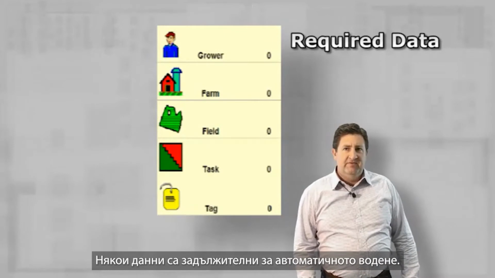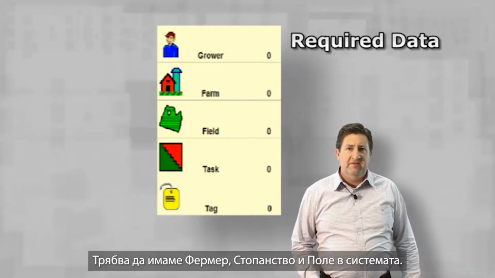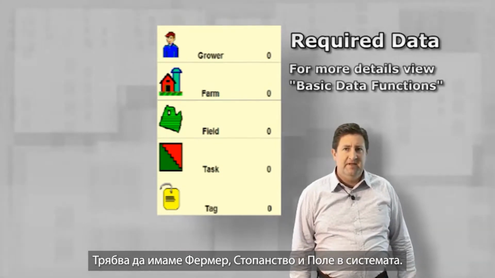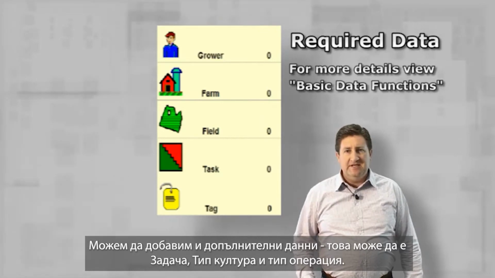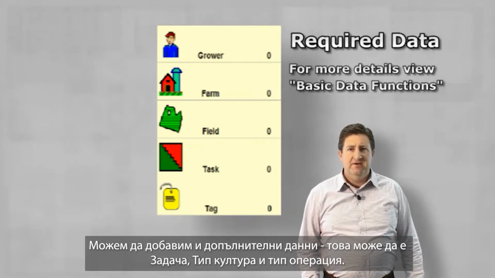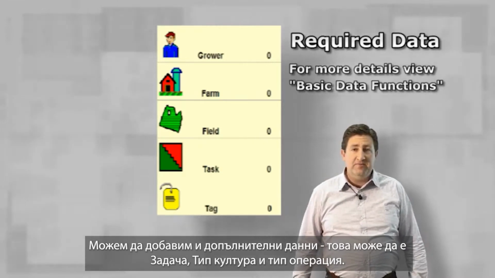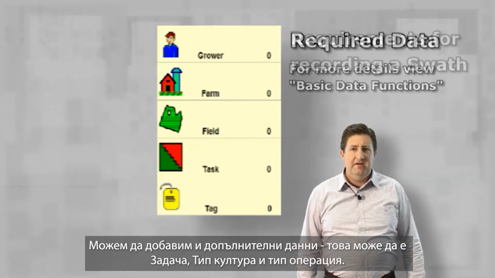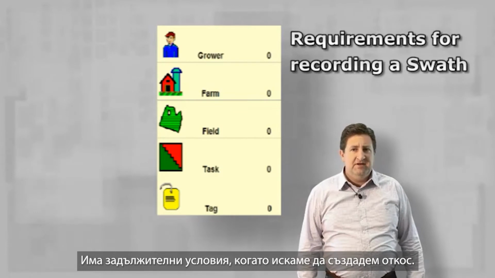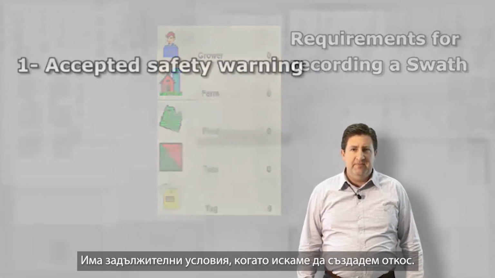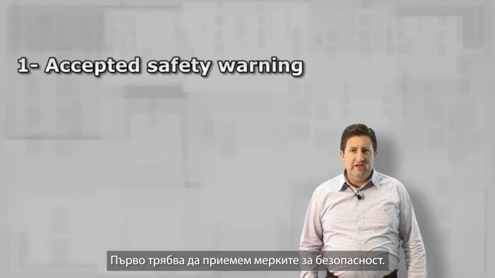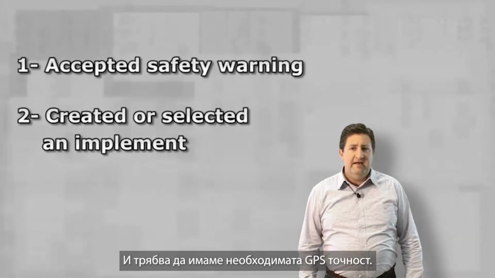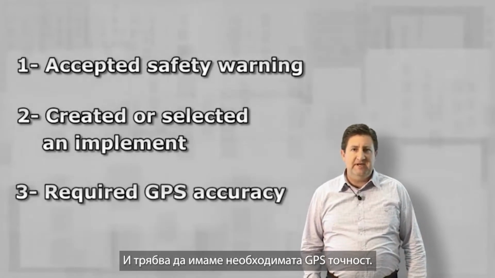Certain data is essential for guidance. We need to give the grower, the farm, and the field data into the system. We can input also additional data. This could be a task or a tag, could be a crop type, an operational type, or an operational instance. There are some essential conditions when we want to create a swath. We have to have accepted the safety warning. We have to have created or selected an implement, and we need to have the required GPS accuracy.